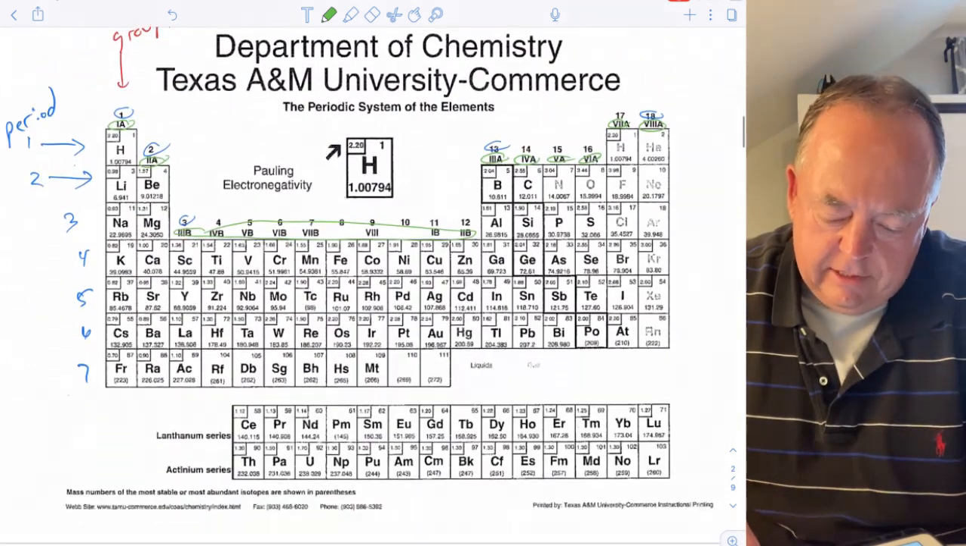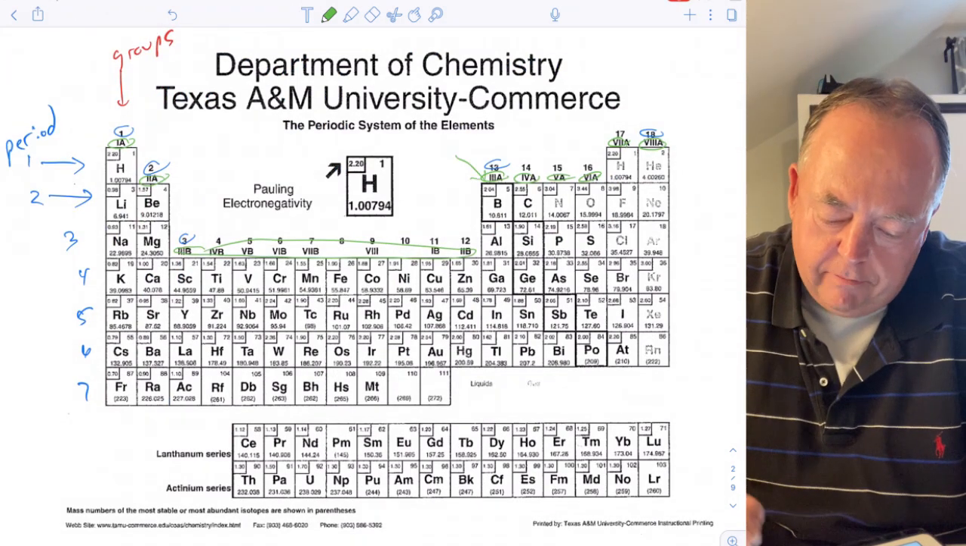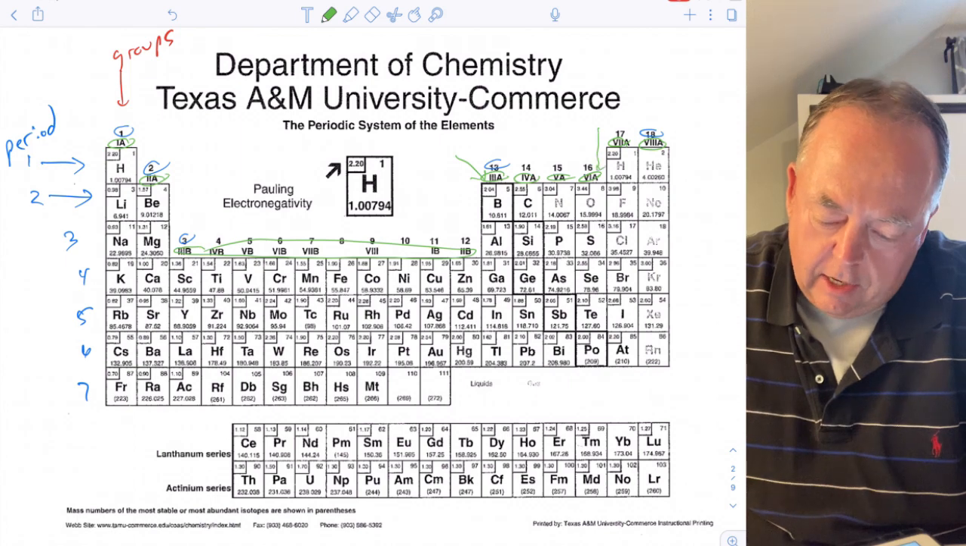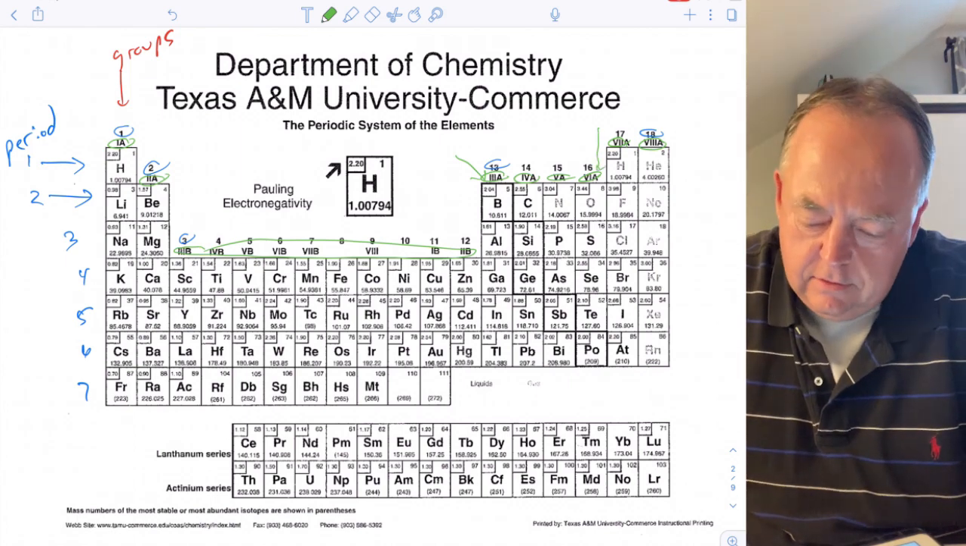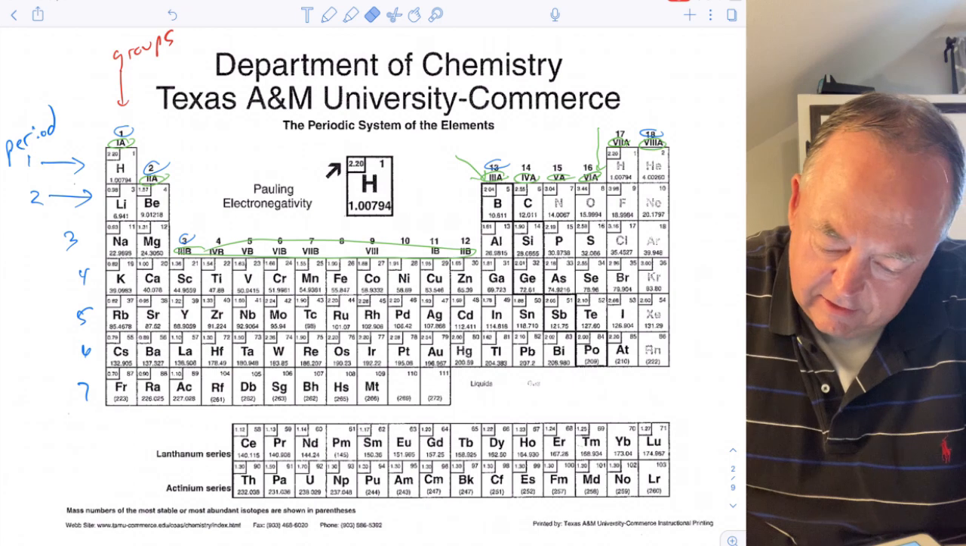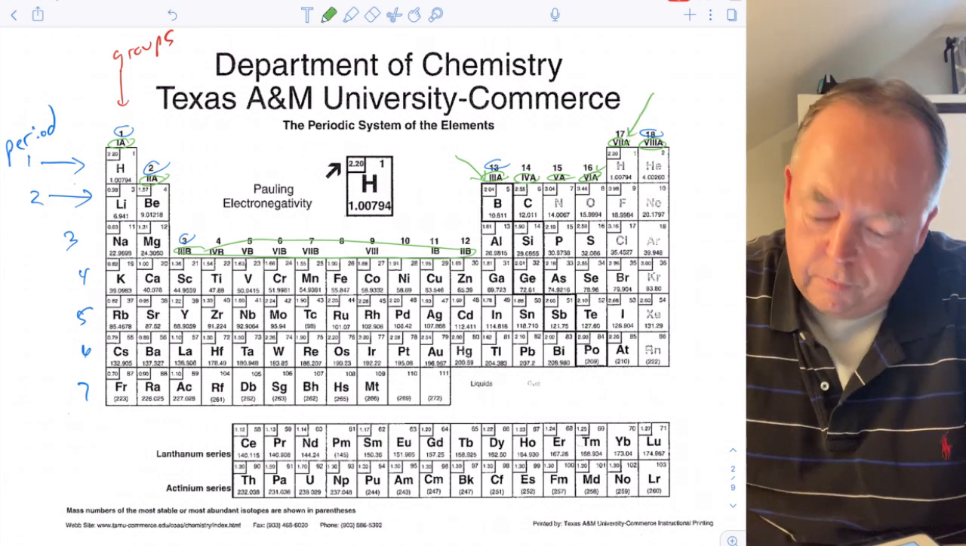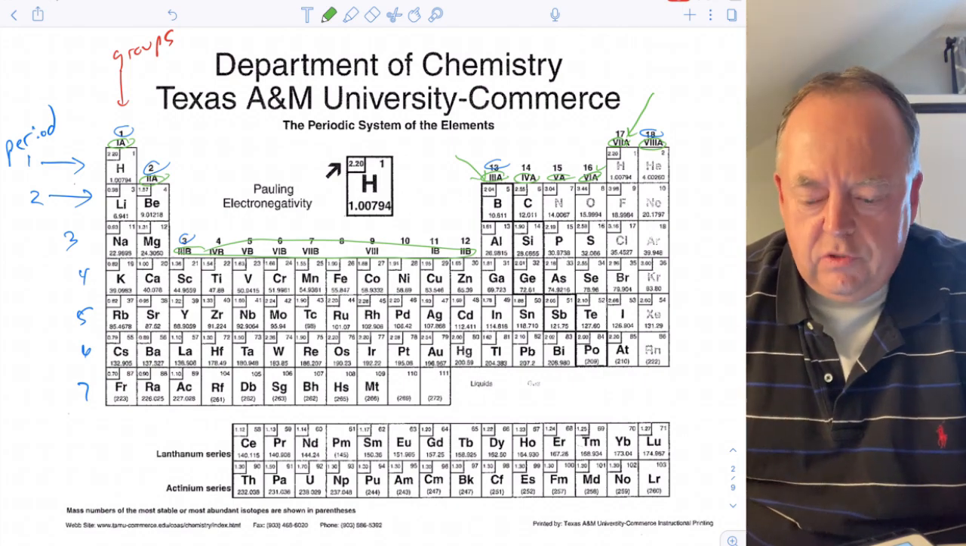So if I say an element is in group 3, I'm talking about that one, group 3A. If I say an element is in group 7, I'm talking about that one. That's not 7, that's 6. If I'm talking about 7, then I'm talking about that group, right? Group 7A is what I mean.